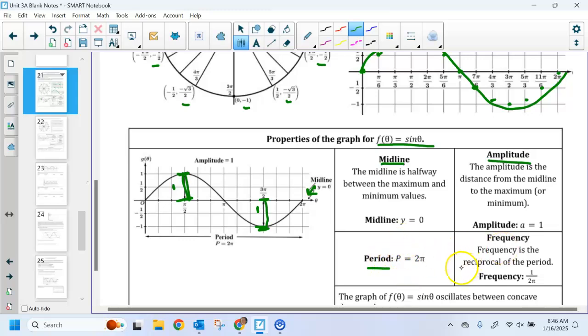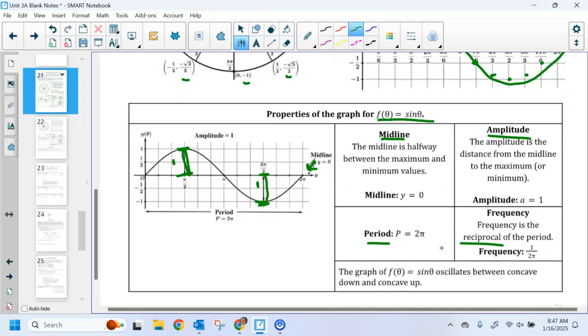Frequency is the reciprocal of period. It is 1 over 2 pi, and it tells you how much of a unit circle you get through in 1 radian. So since it takes 2 pi radians to get through a full revolution or a full cycle, you get through 1 over 2 pi components of a cycle per radian.